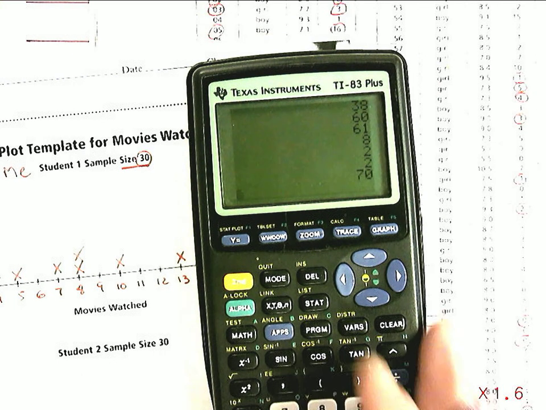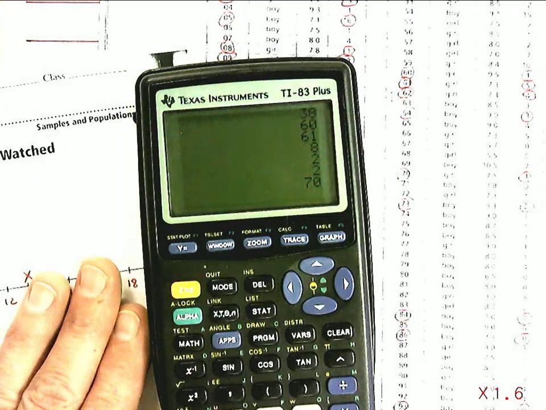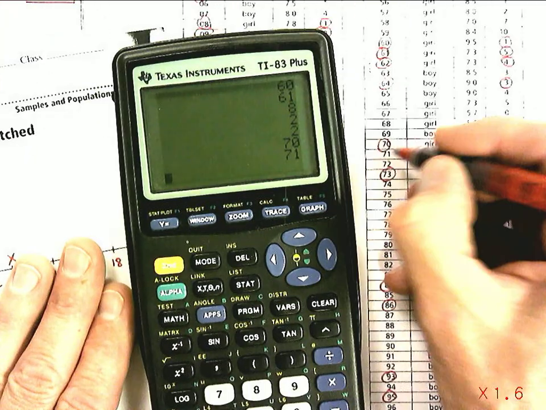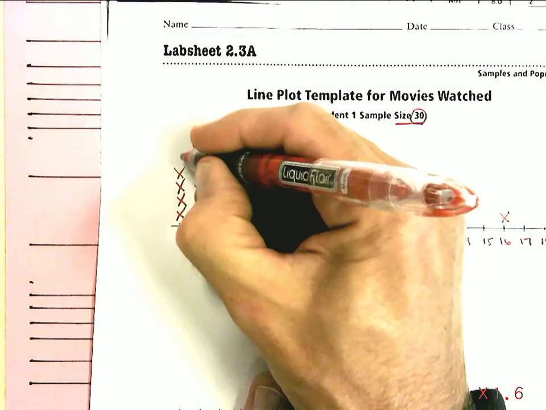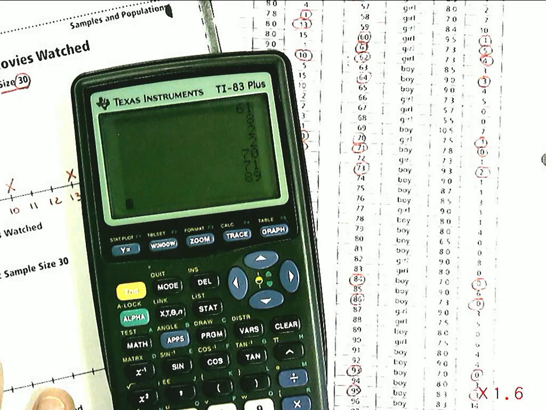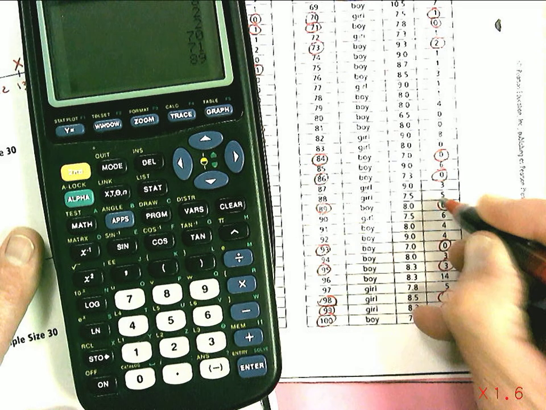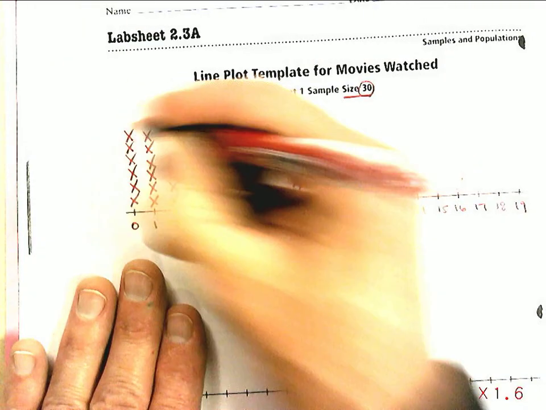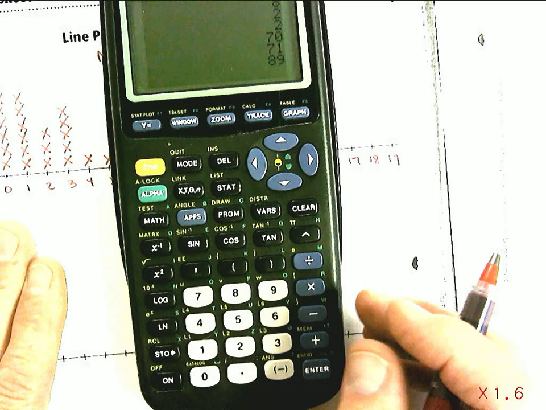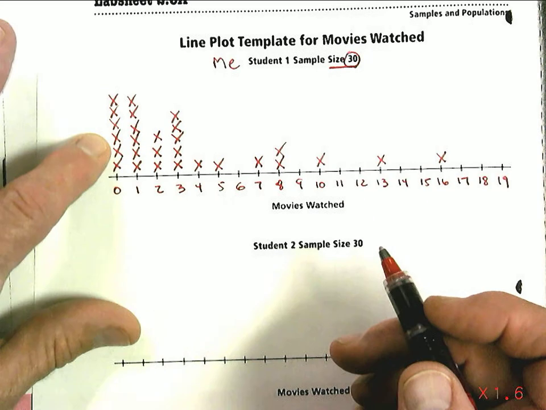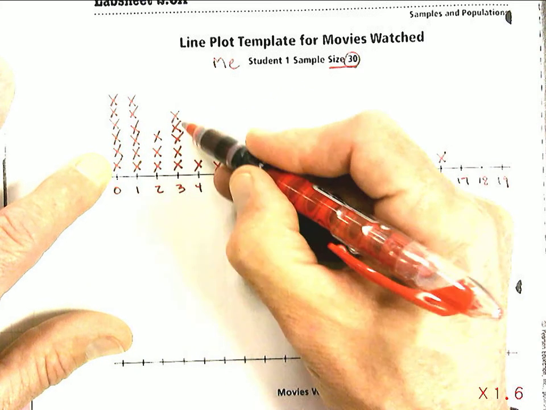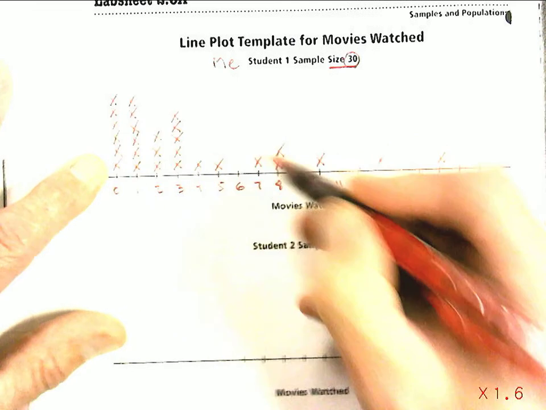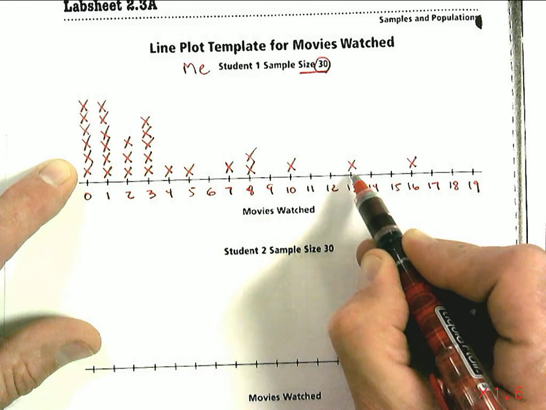Person number 70. Already got that one too. Person number 71. Don't have that person, watched 0. Person number 89 watched 0. And I think I need one more. Let's check. 1, 2, 3, 4, 5, 6, 7, 8, 9, 10, 11, 12, 13, 14, 15, 16, 17, 18, 19, 20, 21, 22, 23, 24, 25, 26, 27, 28. Two more.